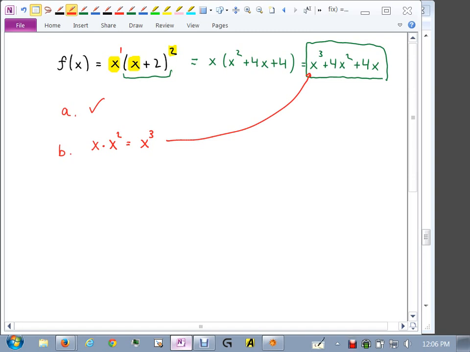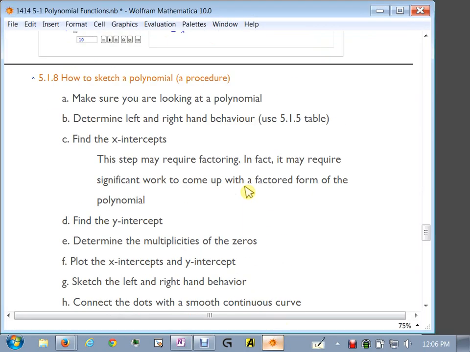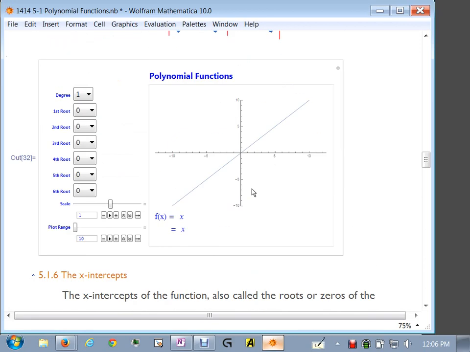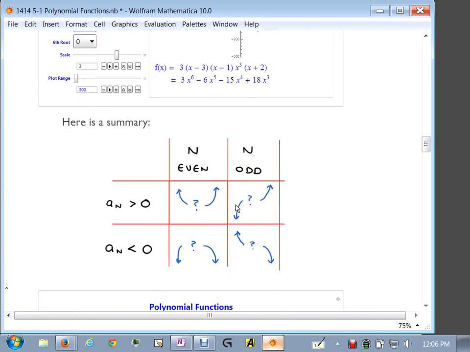What does x cubed do? How does it behave, left and right hand behavior? Do y'all like this? Yes? So what's the degree? X cubed, the degree is 3, it's odd. And it's x cubed, so what's the number in front of that? 1, that's positive, so it would look like this. It's going to go down on the left, up on the right.